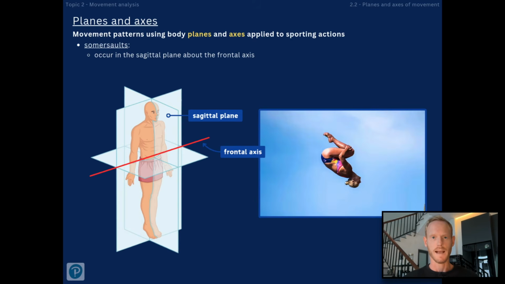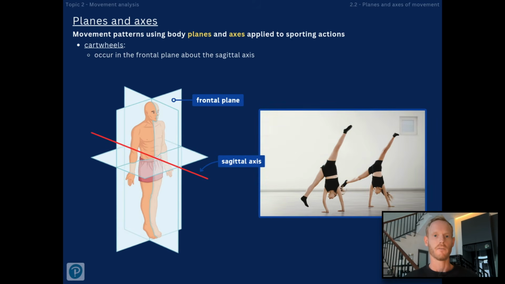that is, about the frontal axis. Cartwheels occur in the frontal plane about the sagittal axis. The performer moves sideways from right to left or left to right, that is, in the frontal plane, and their body rotates around a line that runs horizontally from front to back, that is, about the sagittal axis.